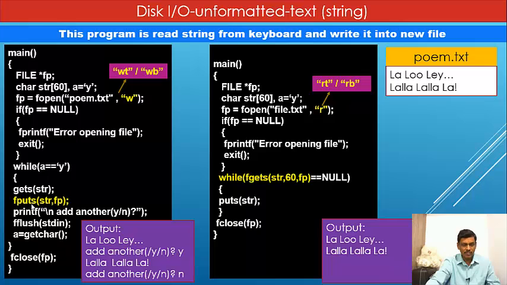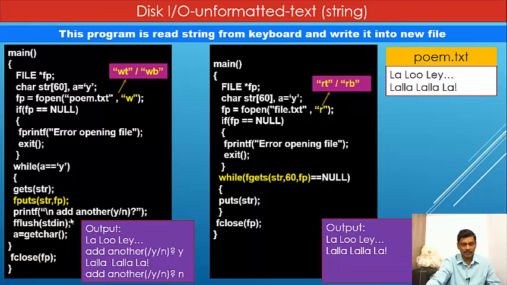Here, fputs. The short form of file put string is fputs. fputs(str, fp): str is a character array holding the "la lu le" string, and that is written into fp, the address of poem.txt. So the string "la lu le" is written into poem.txt.